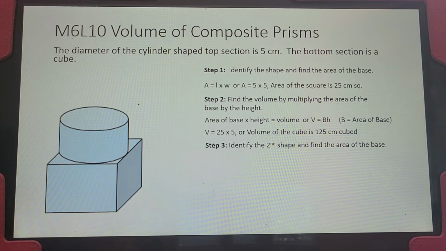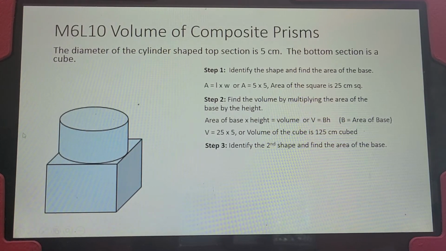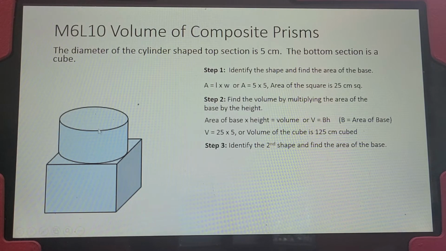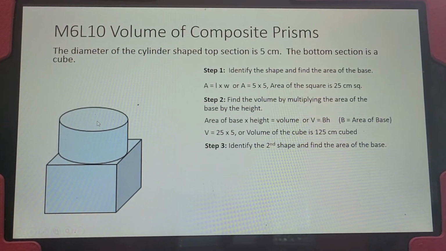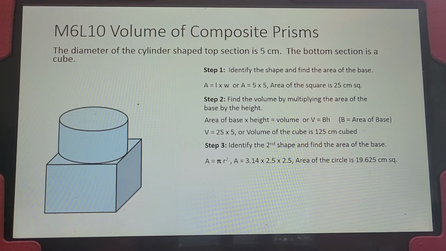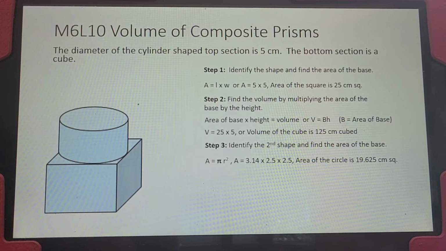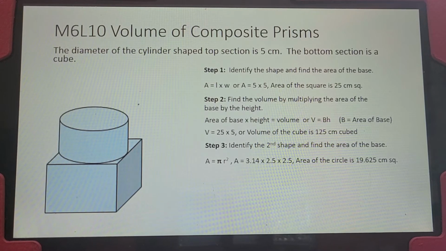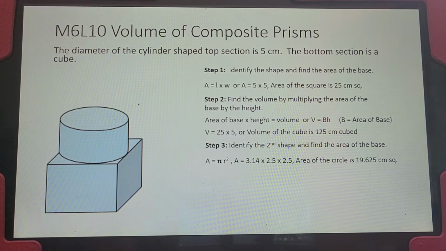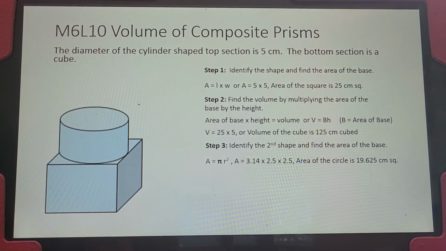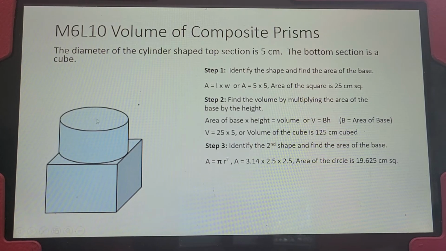The third thing we're going to do is identify the second shape and find the area of that base, our second shape being this cylinder over here. Now I saved this for last because the area of a circle is just a little bit harder. So we know that our base of our cylinder is a circle, so we're going to use the area of a circle, which is A equals pi times the radius squared. We're going to use pi as 3.14, and how am I getting that 2.5? Well, if the diameter is the length across, and that is 5 centimeters, I have to cut that in half to create a radius. The radius only goes from the center here all the way out.